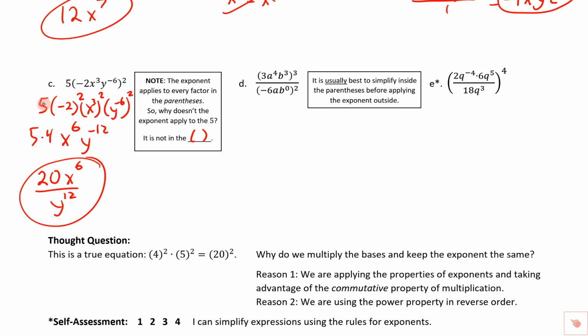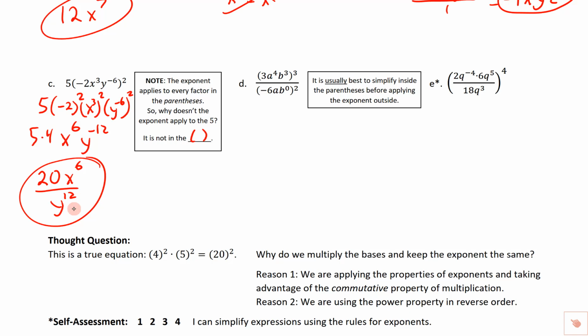Now, if you're pretty good at these, you could probably go through and say, hey, I'm going to square negative 2, I get 4. 4 times 5 is 20. We've got that right there. Then we've got x to the 3rd raised to the 2nd. We're going to multiply those exponents. The 3 times the 2 is a 6. And then we've got the y to the negative 6 raised to the 2nd. We're going to multiply those exponents, so that's going to be a negative 12, and we recognize that we can't have a negative 12 for an exponent, so we move that in the denominator.